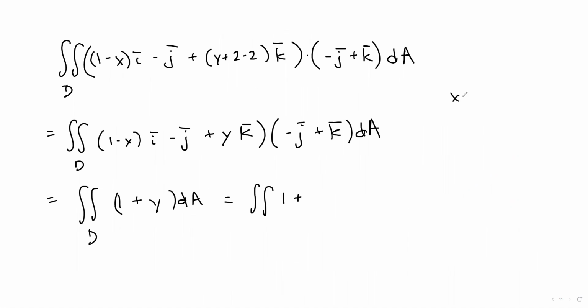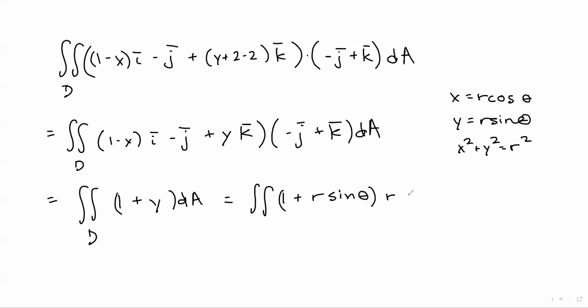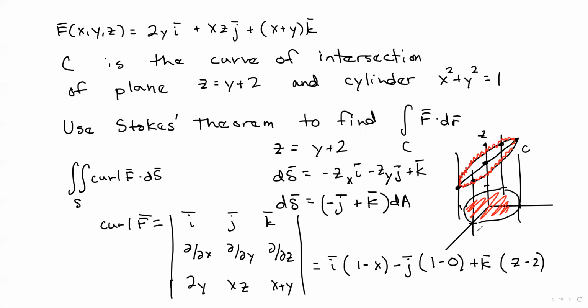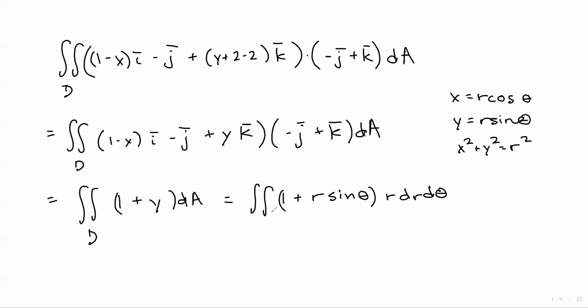The way you do that, you use the translation formulas: x equals r cosine theta, y equals r sine theta, x squared plus y squared equals r squared. You get the idea. So in this case, y is going to be r sine theta, and then we have r dr d theta. And our region is the circle of radius 1, so we want to integrate from 0 to 1 and then 0 to 2 pi.